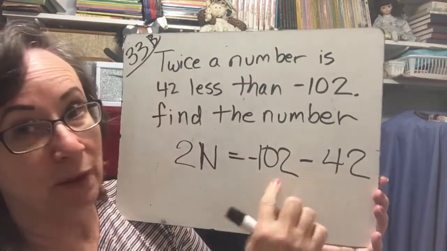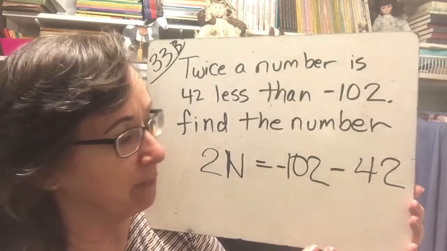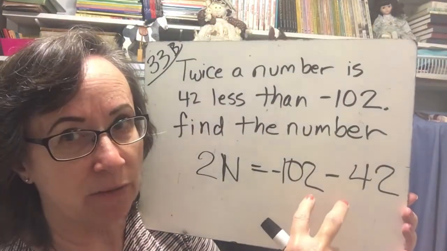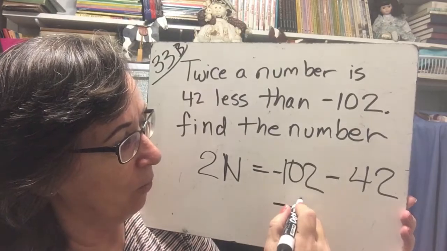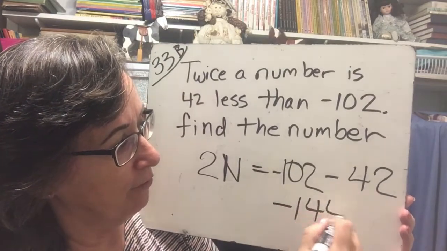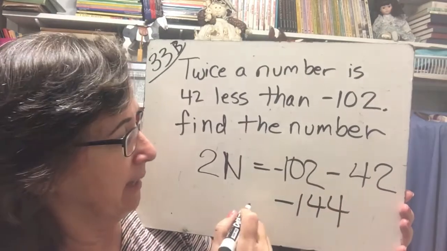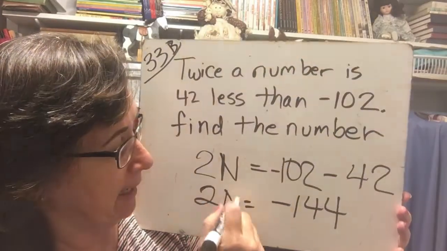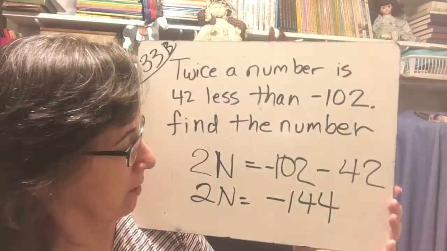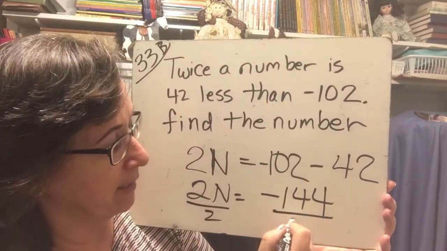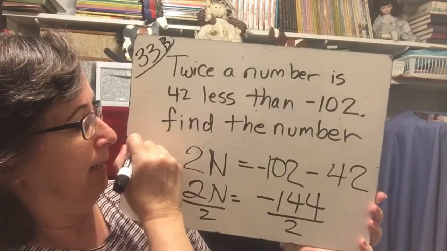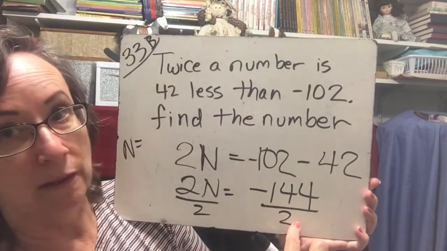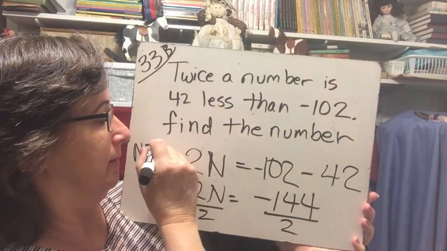So these two are both negative, meaning they're going in the same direction. So I can add the two negative quantities together and get negative 144. Okay, so twice n is negative 144. Divide by 2 to get the n by itself. And n is equal to negative 72.